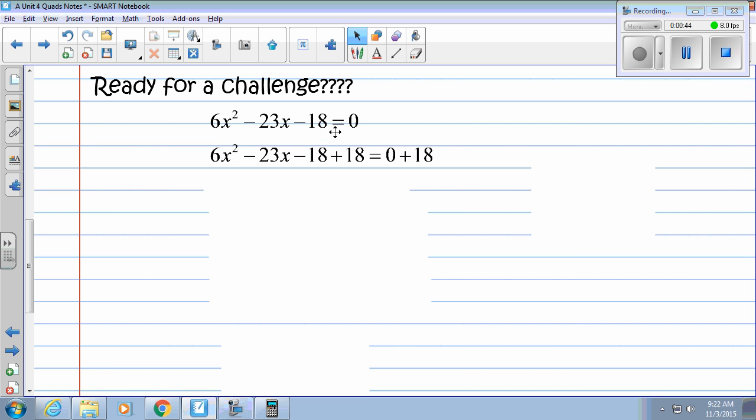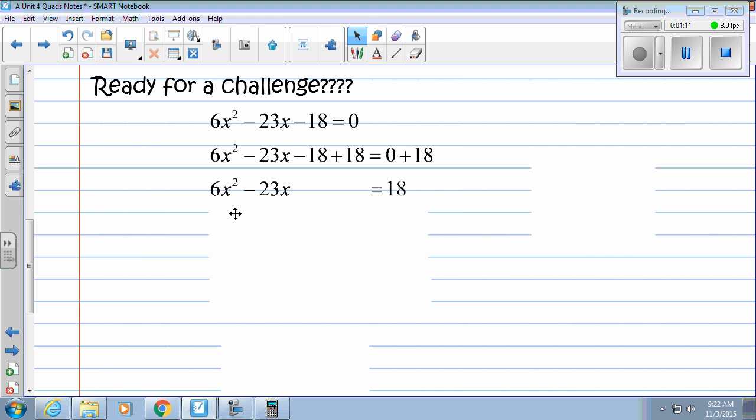So if we don't have a perfect square trinomial to start off with, which we don't, both 6x squared and 18 are not perfect squares. So I'm going to start by adding 18 to both sides and getting 6x squared minus 23x equals 18. Now, the second part of the challenge is that I can't have a perfect square trinomial with a 6x squared because 6 is not a perfect square. So I need to get rid of it.